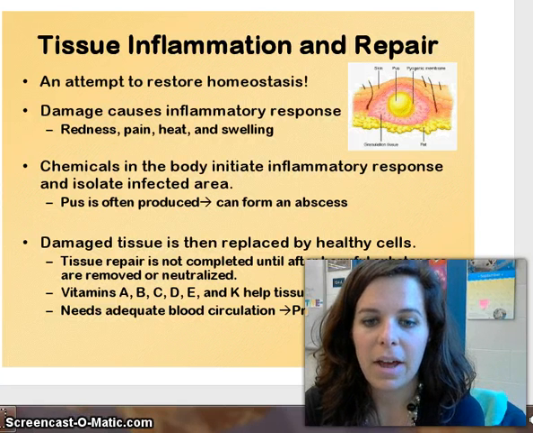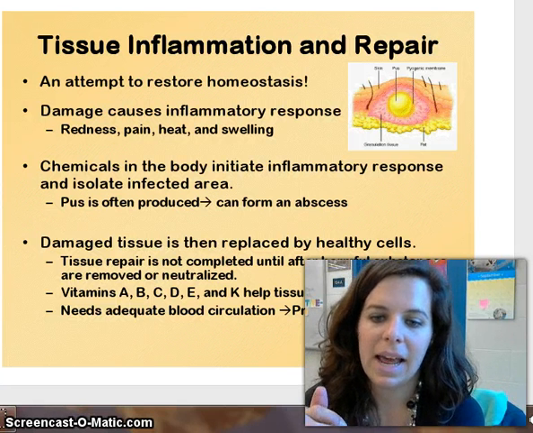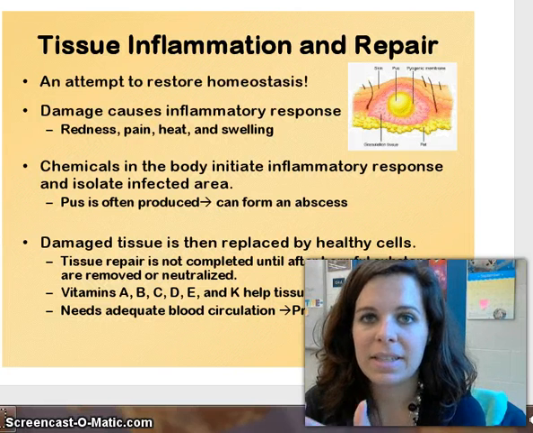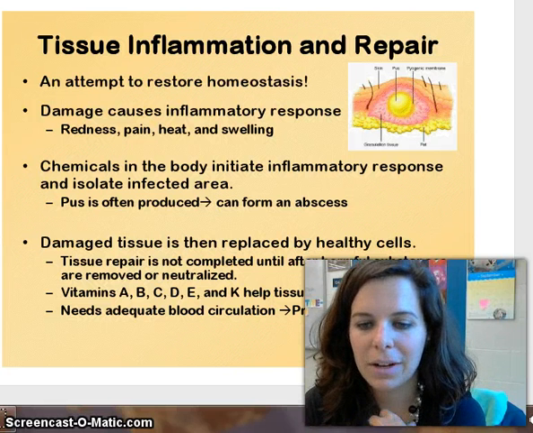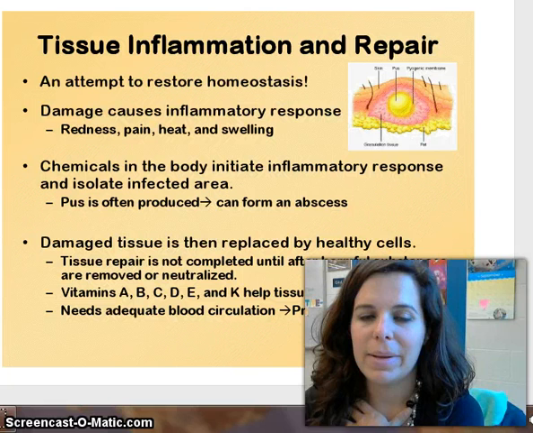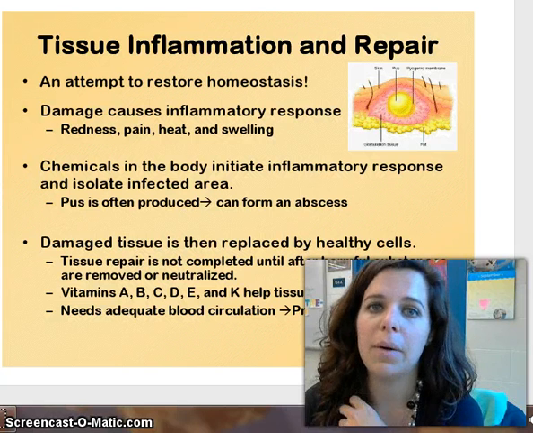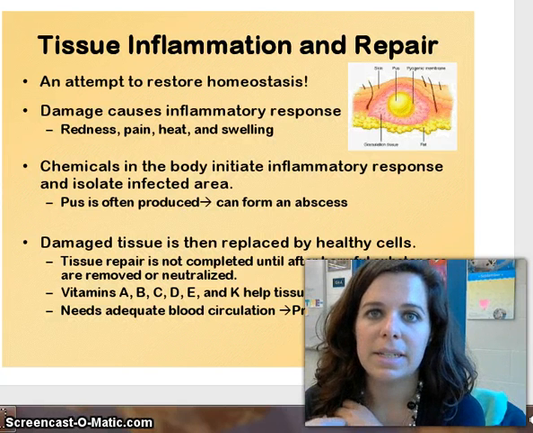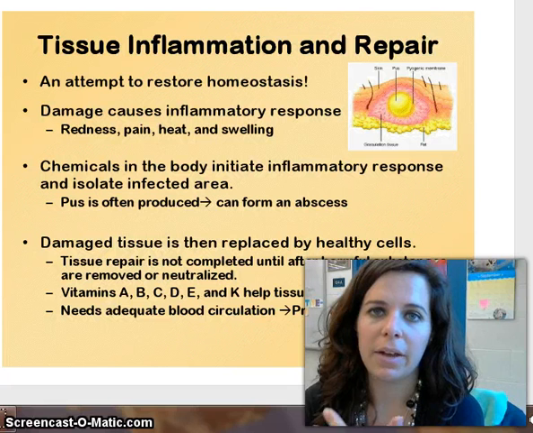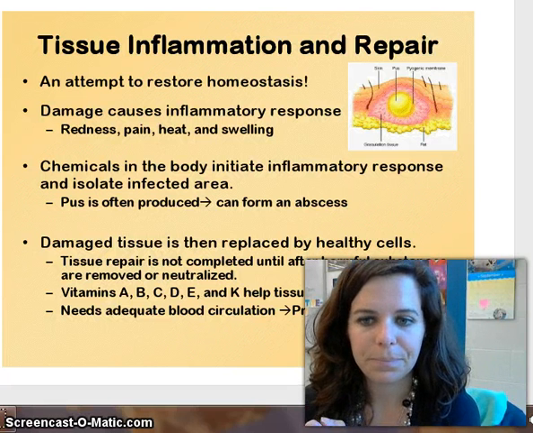And so the vitamins that help with that are A, B, C, D, E, and K. But this requires adequate blood circulation. And since your circulation decreases as you get older, this whole process is going too slow. And so older people tend to take longer to heal than a child or a younger person is going to.